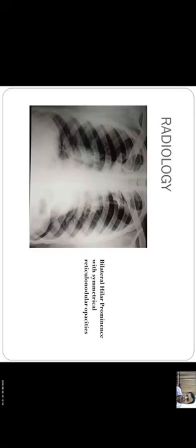This was his radiology. As you can see, there is bilateral hilar prominence, suggestive of hilar lymphadenopathy. I don't know if you'll be able to appreciate the reticulonodular opacities in this chest X-ray.